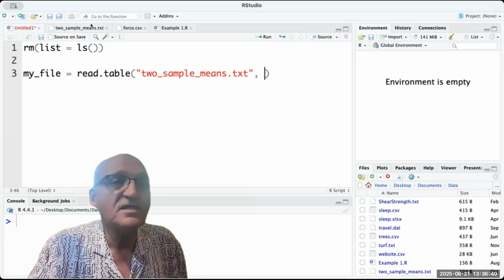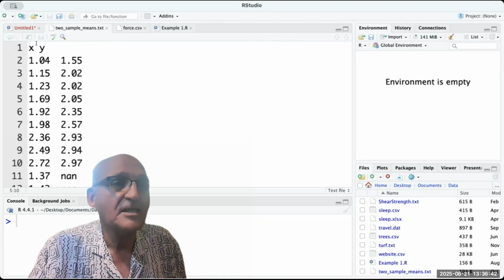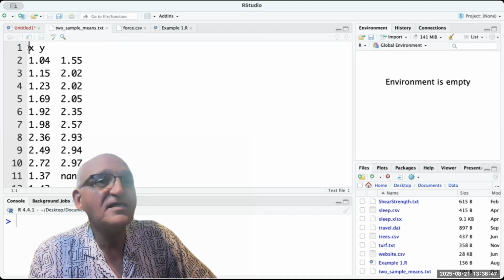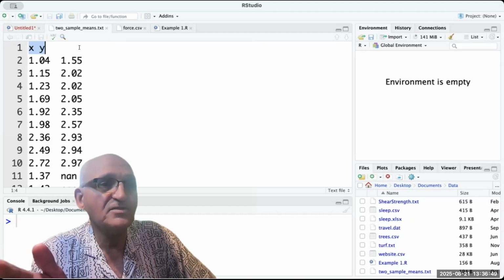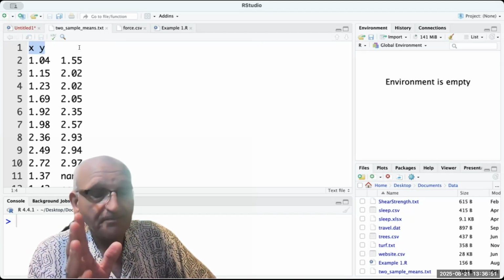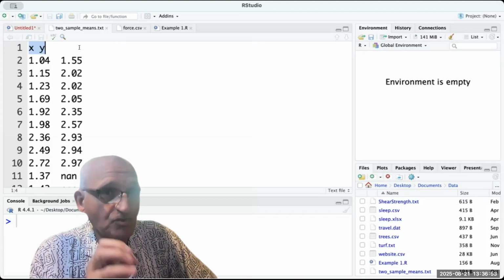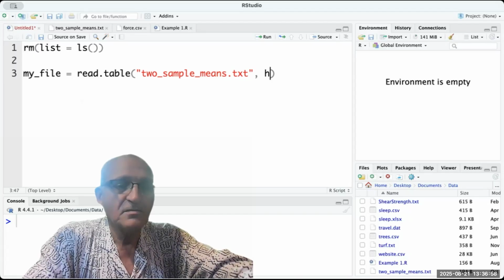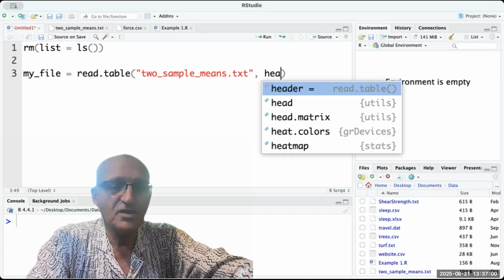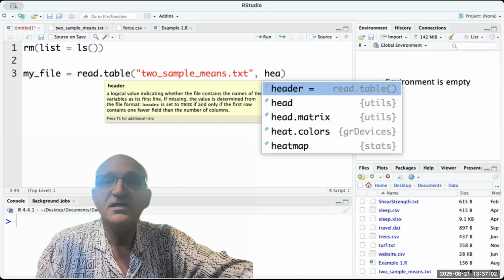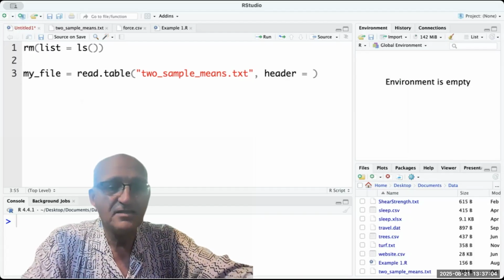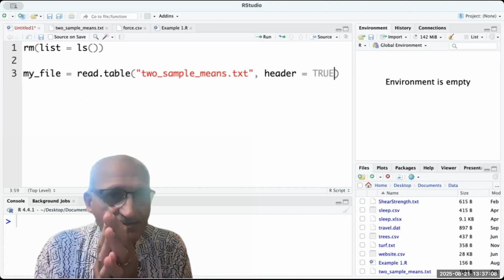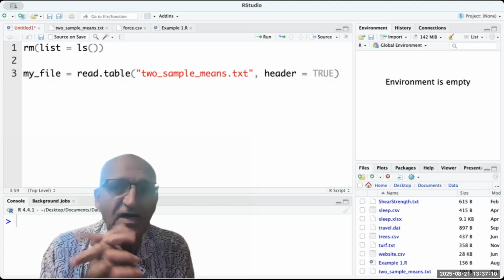Remember when we looked here, there is a header. I want to tell RStudio that the first line are the names of the columns. It's not, excuse me, it's not values. So you say header equals TRUE. In fact, if you say T, it will understand, but you see header equals, and then I would say TRUE, and it's case sensitive. I have to write it in uppercase. And that's it. So now I read the file.